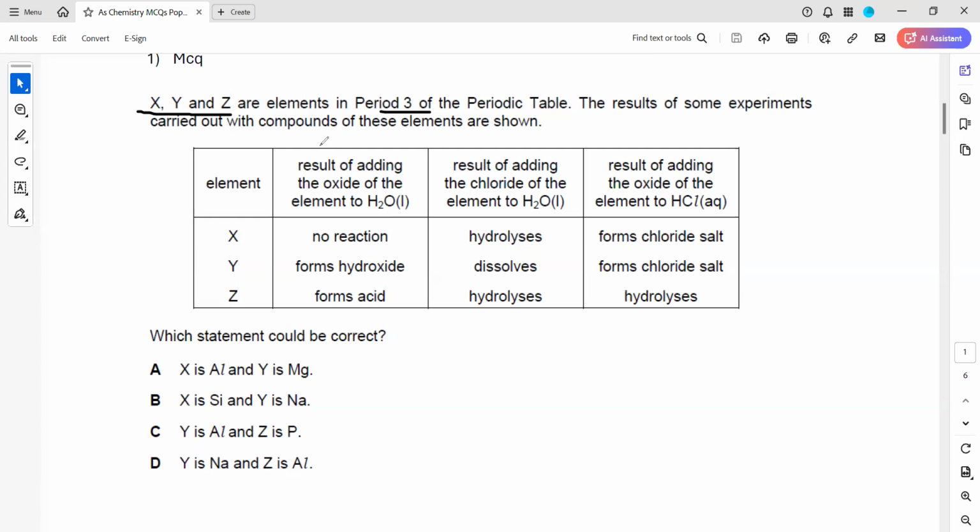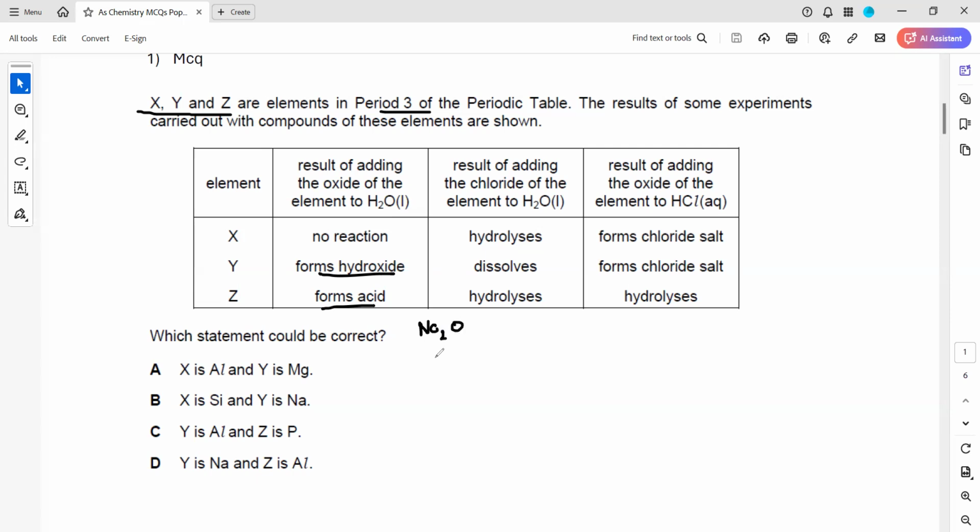So if we add water to the oxides of X, Y, and Z, one is forming a hydroxide, one is forming an acidic solution, and X is not forming anything, like no reaction. So just recall the period 3, because I have already shared the material with you. You have to learn that.